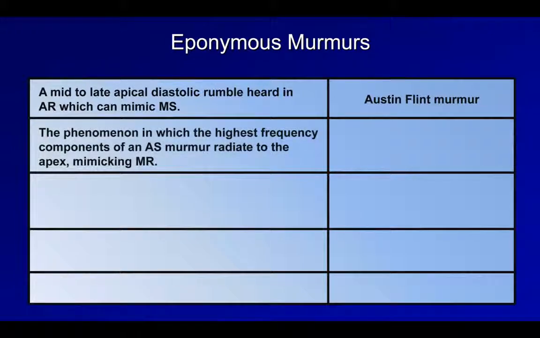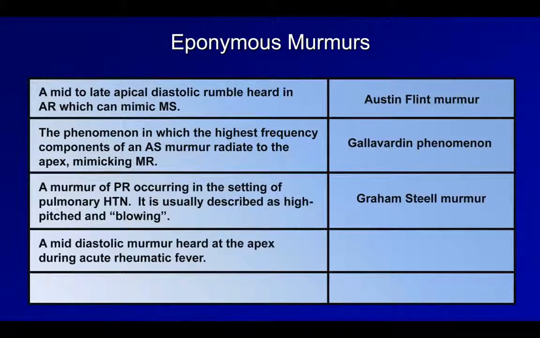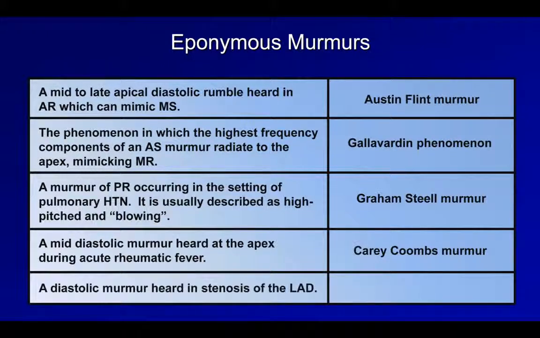Next, the phenomenon in which the highest frequency components of an aortic stenosis murmur radiate to the apex, mimicking mitral regurgitation. That is the Gallivardin phenomenon. A murmur of pulmonary regurgitation occurring in the setting of pulmonary hypertension. The Graham-Steell murmur. A mid-diastolic murmur heard at the apex during acute rheumatic fever, Carey-Coombs murmur, and lastly, a diastolic murmur heard in stenosis of the left anterior descending artery. That's Dock's murmur.